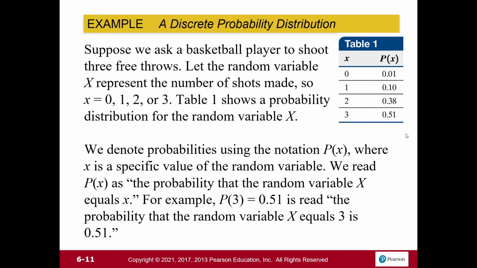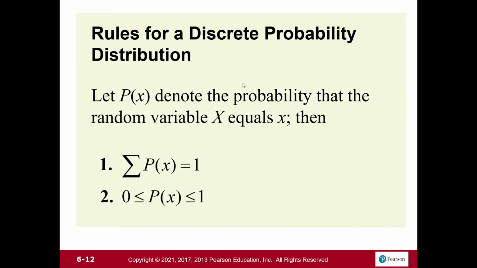We read P of x as the probability that the random variable X equals x. All right, so for example, the probability that the random variable X equals 3 is 0.51, and that is what we have in the chart. So there's a really good chance that the basketball player will make 3 of the 3 shots. So here are some rules for a discrete probability distribution. If we let P of x denote the probability that the random variable X equals x, then the summation of all those probabilities of x should be 1, and also the probabilities of x should be between 0 and 1, inclusive.